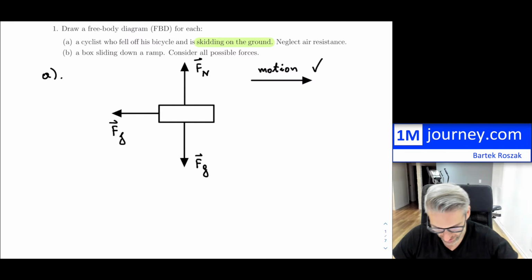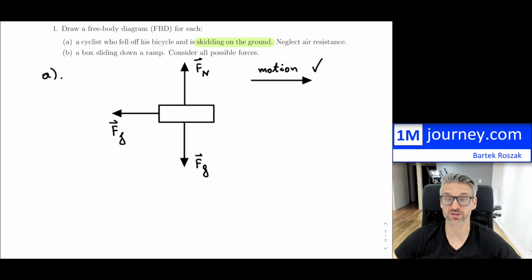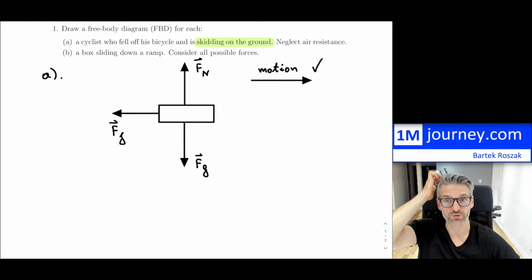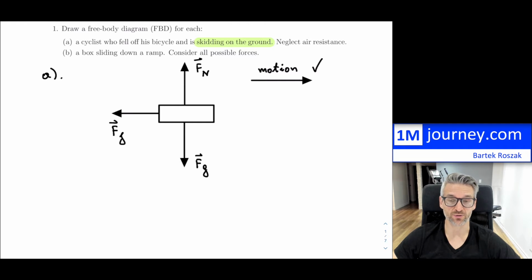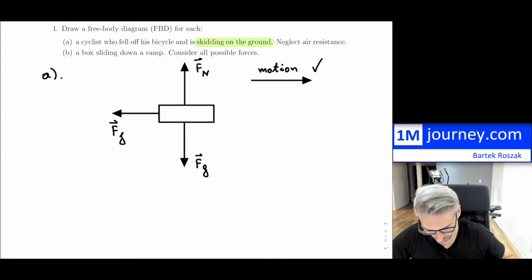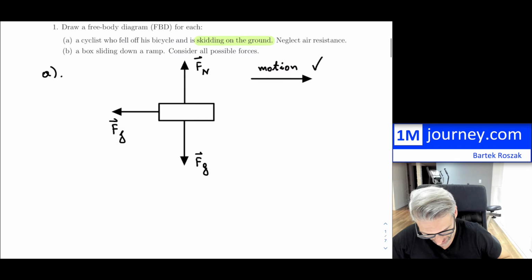Now, we don't know any of the values for here, so it's just a free body diagram, and that's the best that we can possibly do. There is no other force that we have present. So basically, yes, the motion is to the right in this case, and the cyclist is skidding until eventually they're going to stop because the friction from the ground is going to cause enough friction that eventually you're going to decelerate to a stop. So that's number 1, or at least part A.